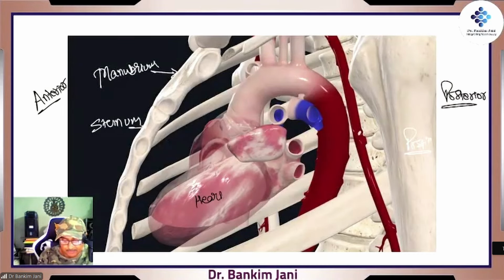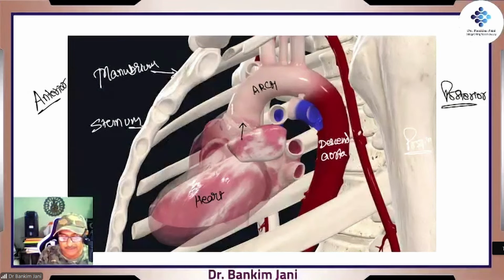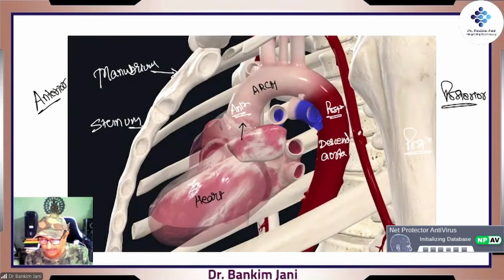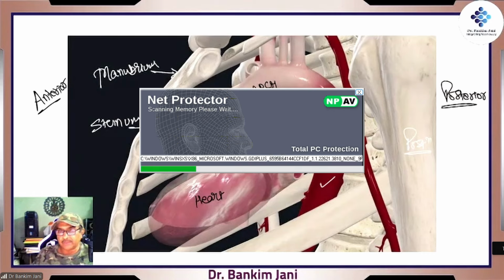So here is the heart. But what we see is this: the ascending aorta, the arch of aorta, and then the descending aorta. Because we are watching from the side, this is anterior and this becomes posterior. That's how the arch goes. So the ascending aorta, arch of aorta, and then it goes down near the vertebral column.